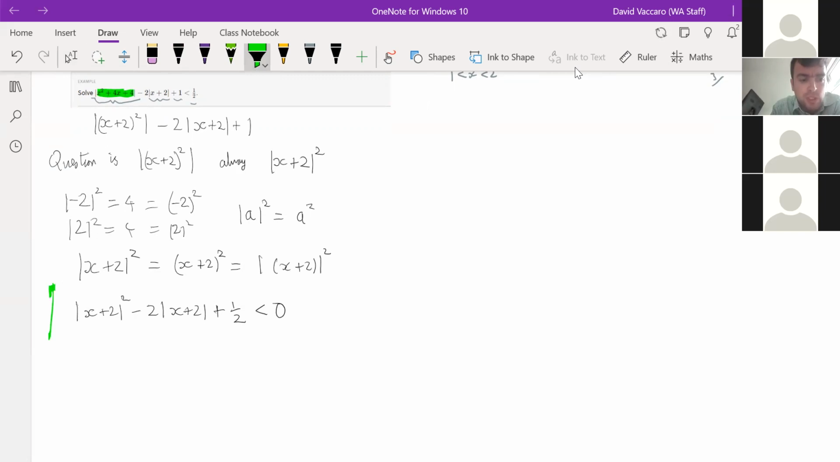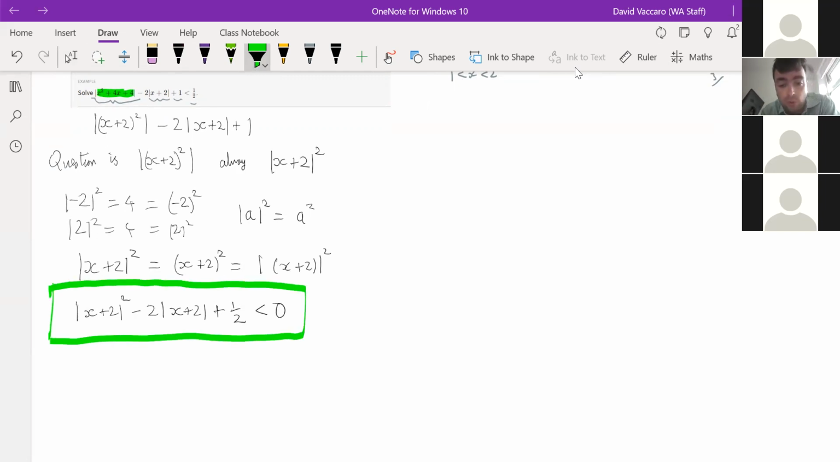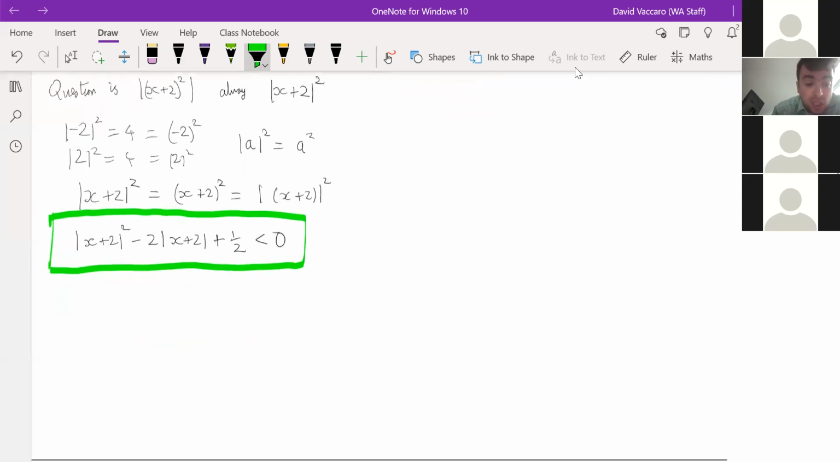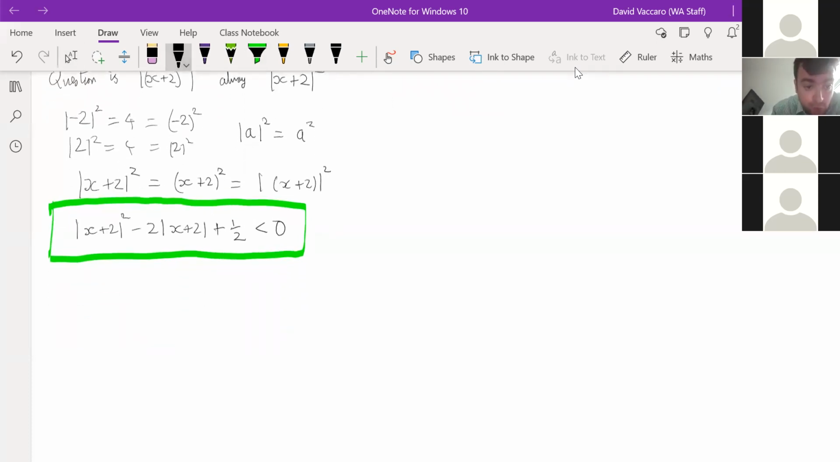Again, so we've simplified the question a little bit to this green form. Can anyone put any suggestions in the chat about what sort of branch of maths, what sort of object this green thing is? What can you say about x plus 2 squared take away 2 modulus x plus 2 plus a half? What type of object is it? Excellent, it's a quadratic.